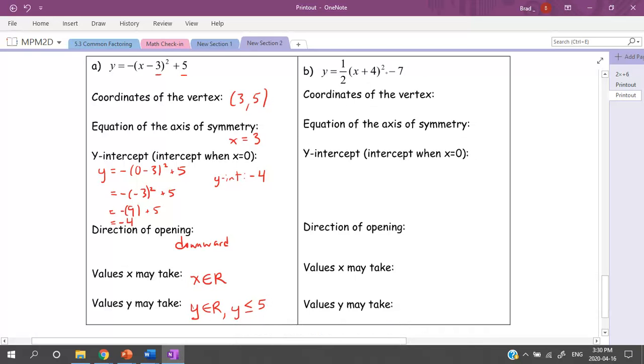Okay, so coordinates of this vertex is going to be h, k. We know that since this is a positive, then we're going to switch that to -4, -7. Axis of symmetry will just be the h value, -4. Y-intercept, we just plug in 0 for x.